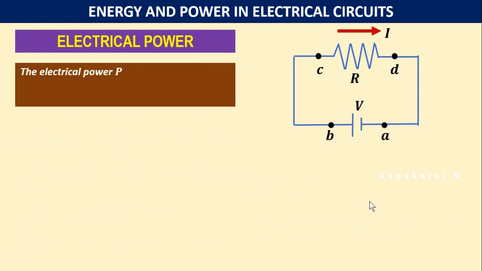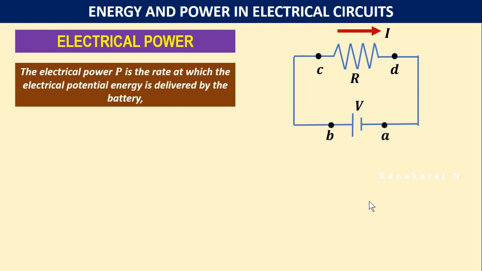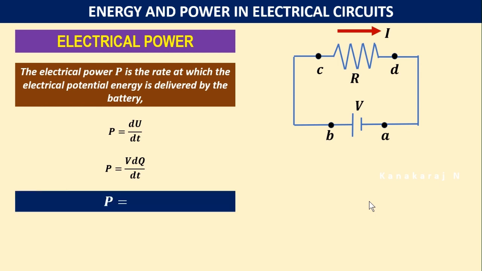Electrical power. The electrical power P is the rate at which the electrical potential energy is delivered by the battery. It's all about the source. P equals d epsilon by dt. d epsilon is replaced by V dq. So dq by dt becomes the current. So P equals V times I.